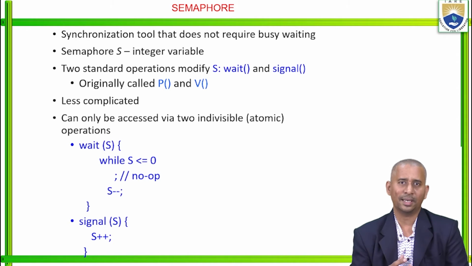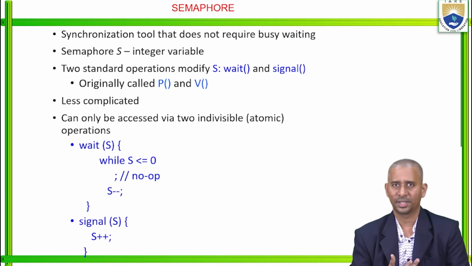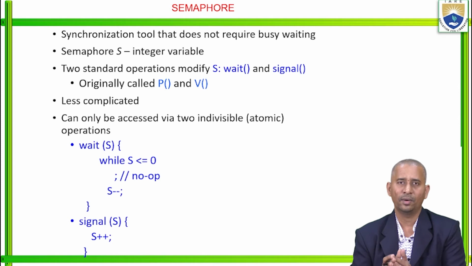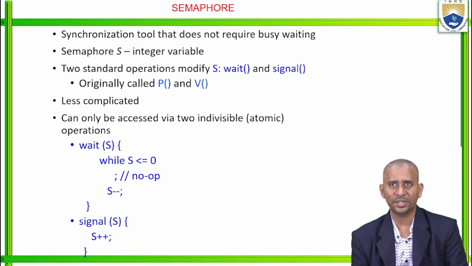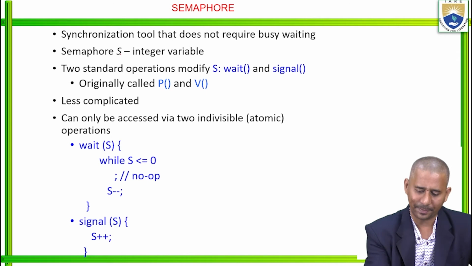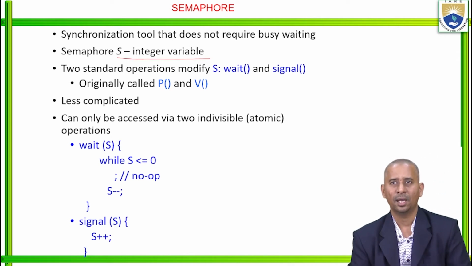So this particular semaphore is introduced by Dijkstra. You know, Dijkstra is a mathematician, right? So Dijkstra introduced this semaphore particularly for process synchronization purposes. This is a synchronization tool that doesn't require any busy waiting. Simply put, a semaphore is represented with capital S, that is an integer variable.